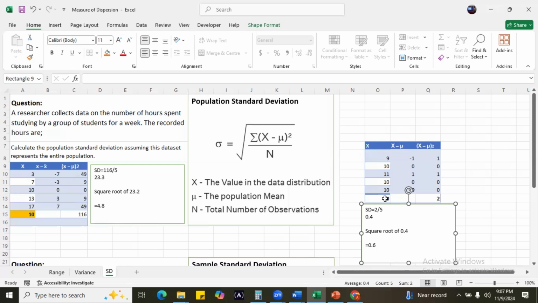So when the standard deviation is low, it means that our values are close to their mean. The values are close to their mean. In this case, this standard deviation is higher than this one. So therefore, some values here are far away from their mean. That's what it means.